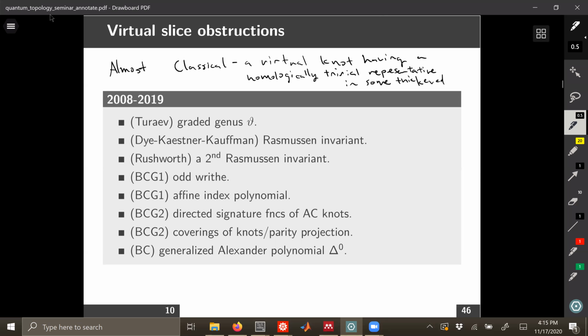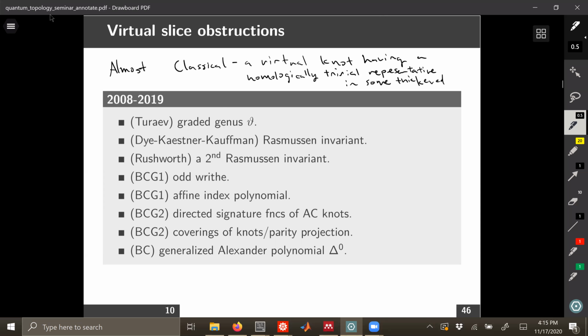Okay, another somewhat different type of slice obstruction are these things called coverings of knots, or equivalently parity projection. So those are functorial under concordance. And so you can use that to beef up different kinds of concordance invariants if you know how to use them. So that's kind of useful.